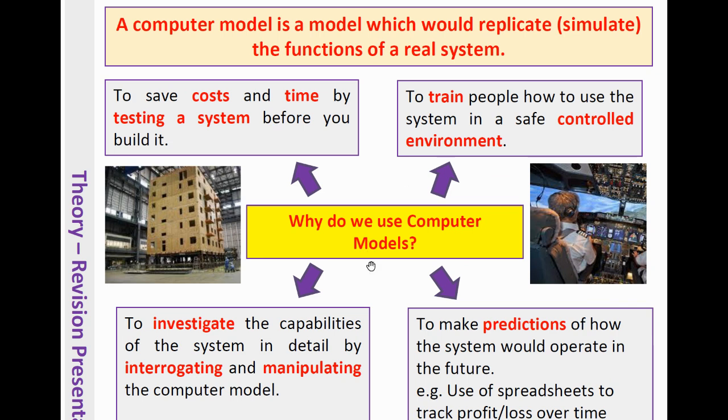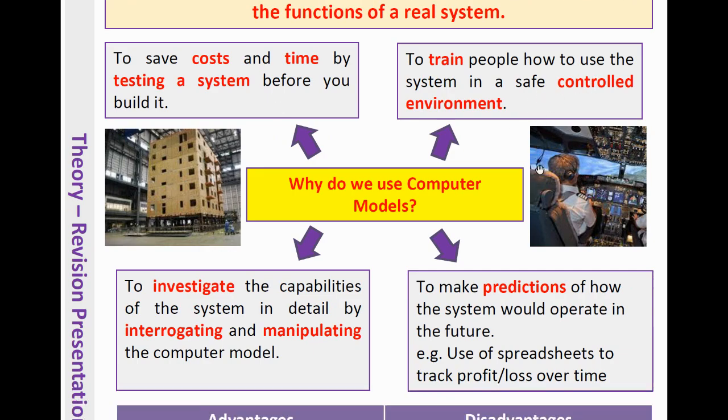So why do we use computer models? To save cost and time by testing the system before you build it, to train how to use a system in a safe, controlled environment, to investigate the capabilities of the system in detail by interrogating and manipulating the computer model, and to make predictions of how the system would operate in the future.